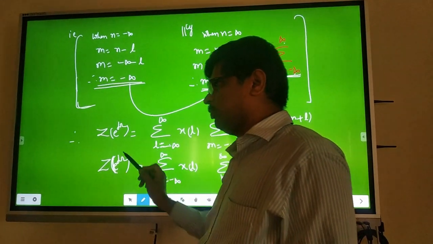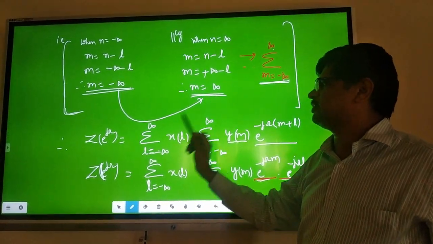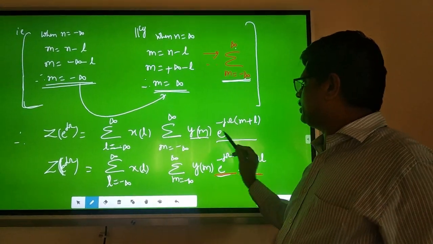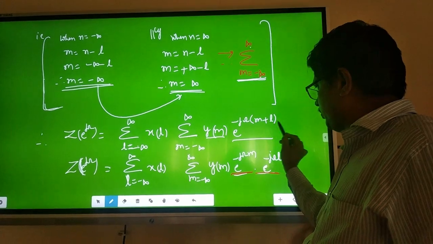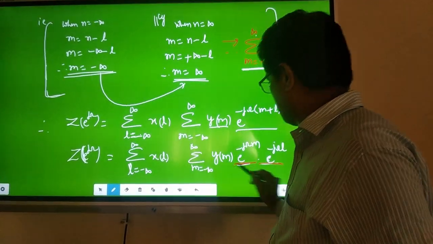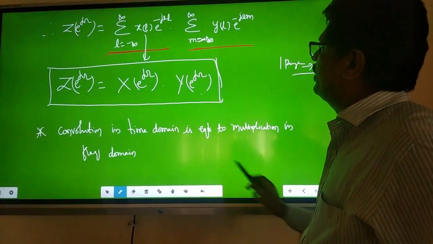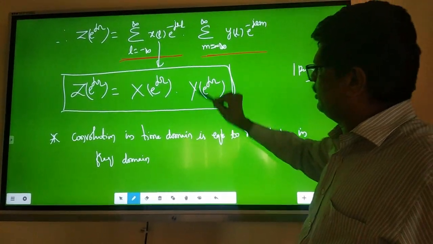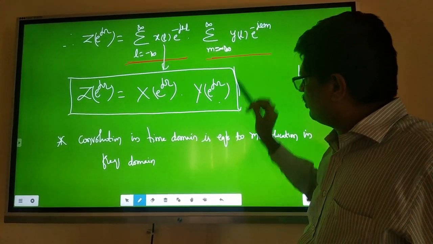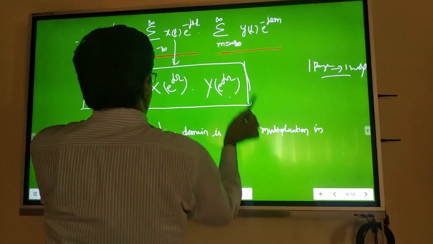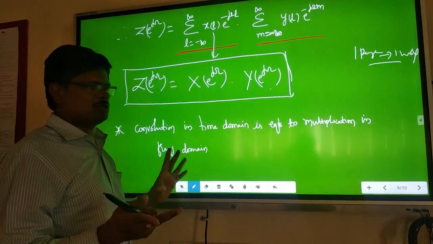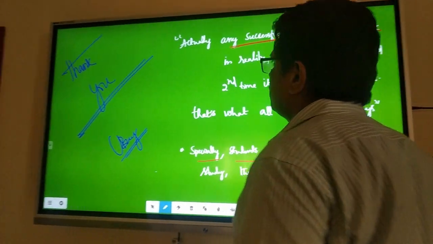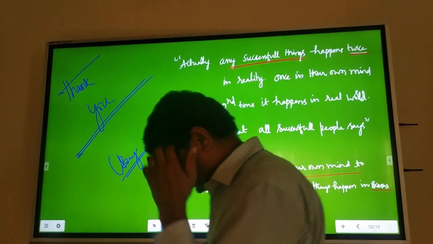Therefore Z of e power j omega is equal to summation l equal to minus infinity to plus infinity x of l. First you write that. Then second, m equal to minus infinity to plus infinity y of m into e power minus j omega n. What is n? n is m plus l. Then split this, bring this inside l and put m inside here. You will get two summations. Summation l from minus infinity to plus infinity x of l e power minus j omega l, that is equivalent to X of e power j omega. This is equivalent to Y of e power j omega. That is how the RHS is proved as the multiplication of two sequences equivalent to multiplication of two equations in the frequency domain. I hope I am very clear, right?